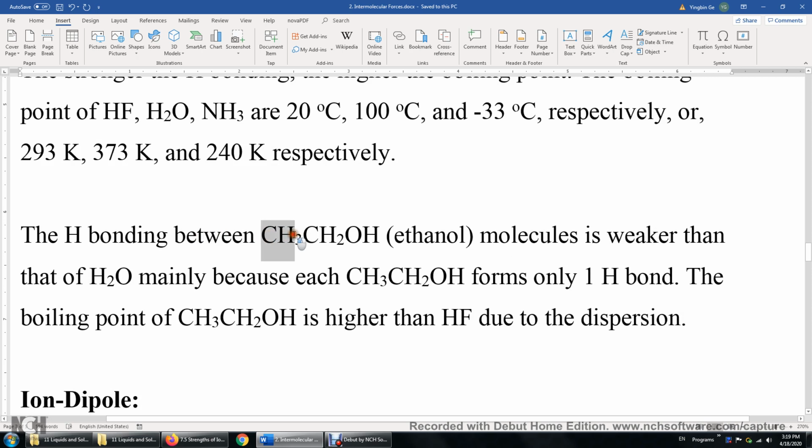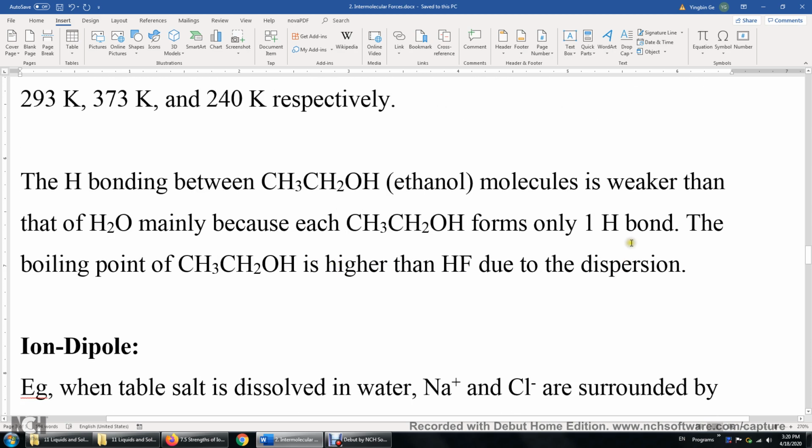The formula is CH3CH2OH. There's a hydroxyl functional group here. This hydrogen may form hydrogen bonding. This oxygen has lone pair electrons, but the hydrogen bonding between 2 ethanol molecules is weaker than the hydrogen bonding between 2 water molecules because, again, the rate limiting reagent here is the hydrogen atom. We have only 1 hydrogen atom here that can be used to form the hydrogen bonds.